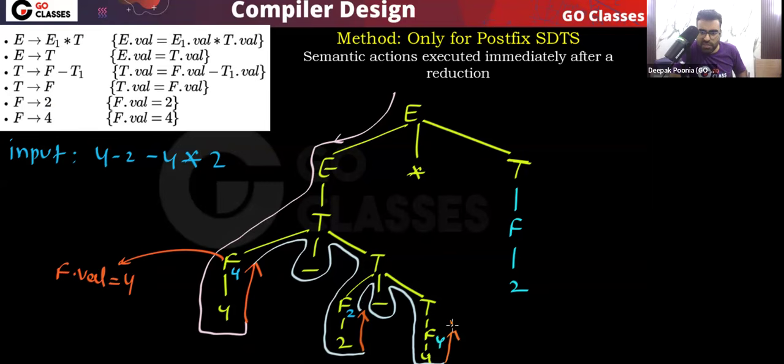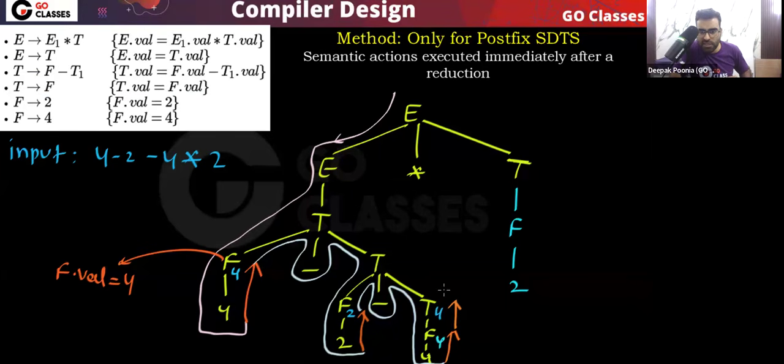Then we have another reduction. F is reducing to T. Immediately after this reduction, we will perform the corresponding semantic action. So T dot value will become F dot value. F dot value is 4, so T dot value will also be 4.